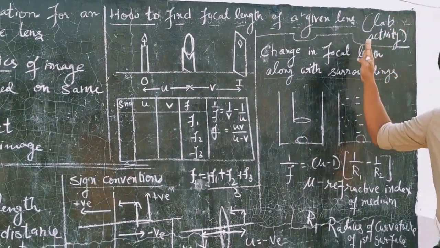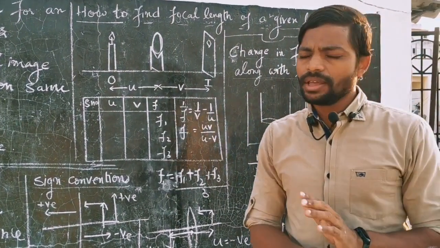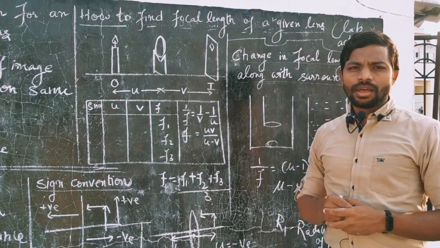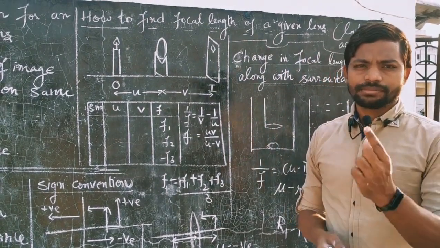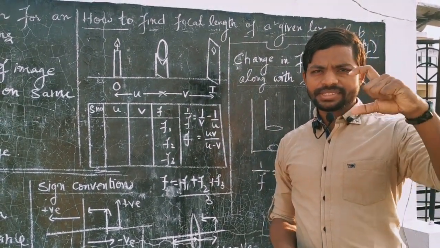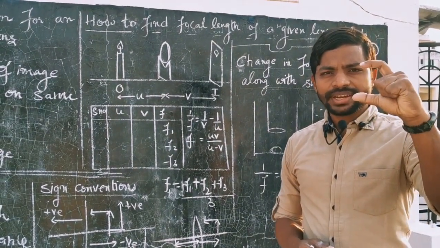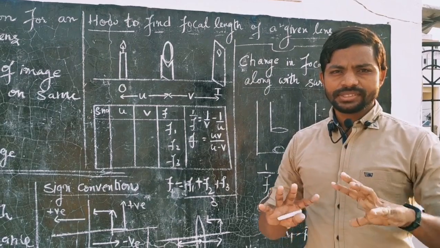This is a lab activity. Sometimes it comes in your practical, but this is very simple. What is the aim? The aim of this experiment is, take a lens. Let us say you are given a lens. You have to find out the focal length of that lens using some apparatus.